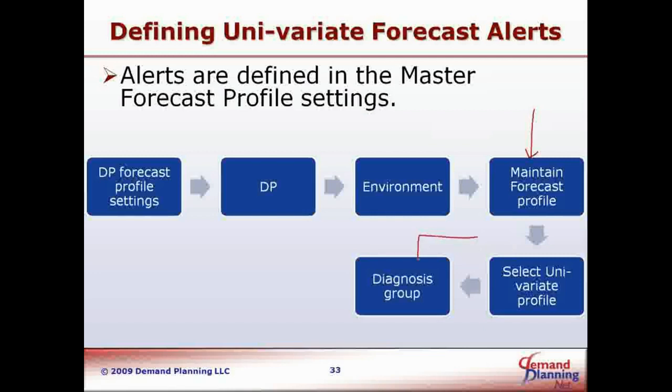And the alert is set up as a diagnosis group, right? So you may want to set up diagnosis groups. You could have multiple diagnosis groups, and all of these diagnosis groups would actually produce the alerts. And then you have to associate the diagnosis group with the specific model in your modeling screen, right? So that you would do as a planner, right?